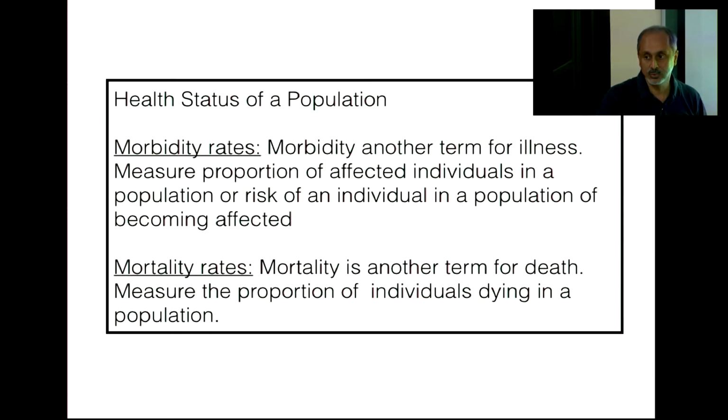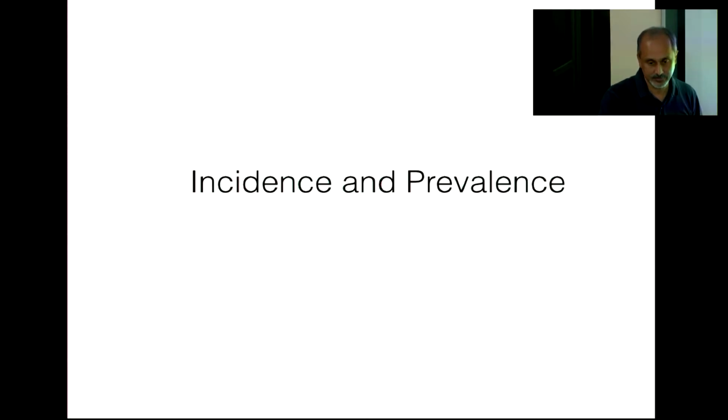Here are some useful pieces of terminology again that you will encounter when you think about diseases and disease modeling. The first is the morbidity rate and the second is the mortality rate. Morbidity is just another term for illness, and it measures the proportion of individuals in a population or the risk of an individual in the population of becoming affected. Mortality is another term for death, and it measures the proportion of individuals which die in a particular population.